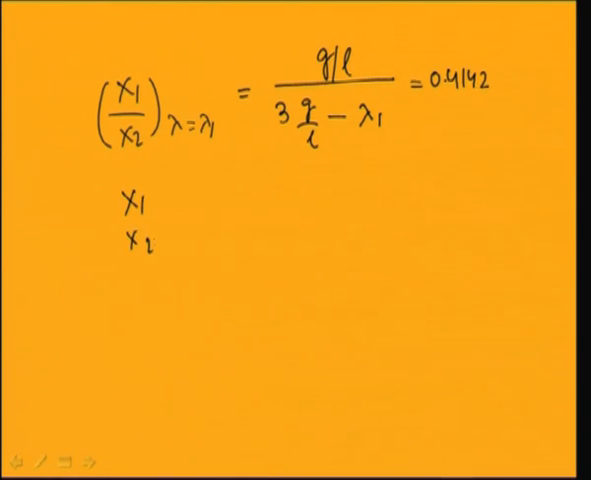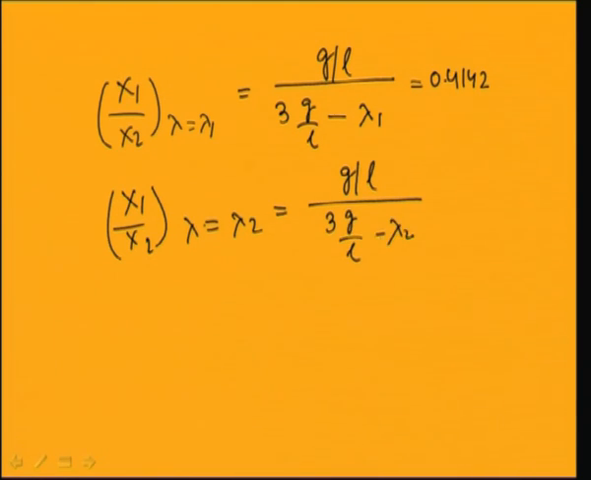Similarly, for lambda equal to lambda 2, x1 by x2 becomes G by L divided by 3 G by L minus lambda 2. Already you know lambda 2 equal to 2 plus root 2 G by L. So this becomes minus 2.4142. So from this, in the second mode when x2 equal to 1, x1 becomes minus 2.4142, and in the first mode when x2 equal to 1, x1 equal to 0.4142.